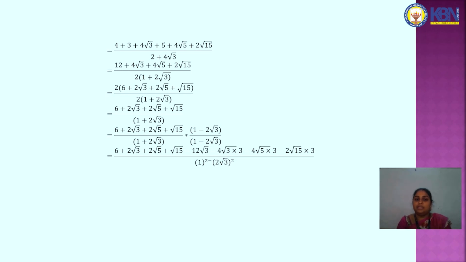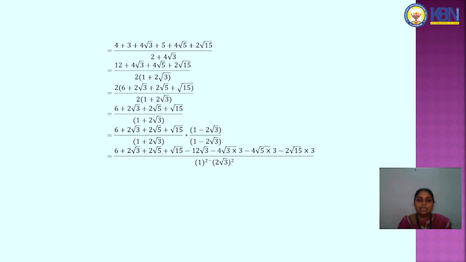In the numerator still we have the root values. So to remove that value, we have to again do the rationalization process. That means we have to multiply and divide that term by using the conjugate of the denominator. Here the denominator is 1 plus 2 root 3 and the conjugate of 1 plus 2 root 3 is 1 minus 2 root 3. So multiply and divide the term with the conjugate of the denominator, that is 1 minus 2 root 3 by 1 minus 2 root 3.